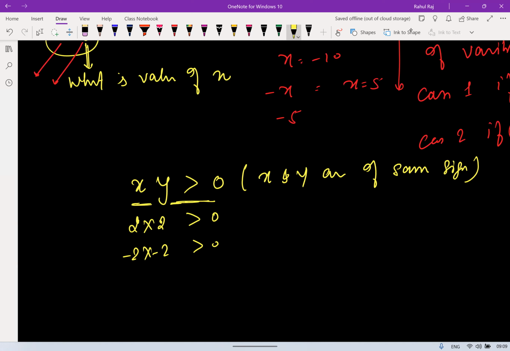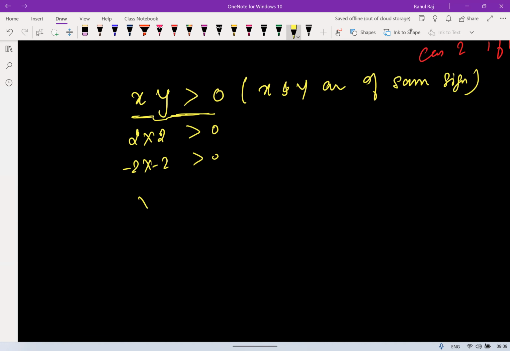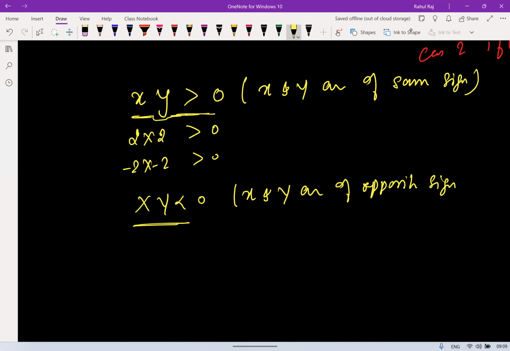Alexa, what exactly is your thought process from this statement? So it simply means that x and y both are of the same sign. They could be both positive, they could be both negative. Imagine, Alexa, I say xy less than 0. What do you mean by this? That they are of opposite sign, right? Clear? One is negative, one is positive.